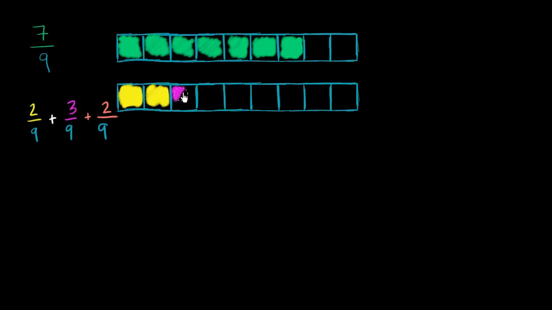So 1, 2, 3. We add 3 ninths right over there, and then 2 more ninths, and then 2 more ninths. 1, and 2. So notice, when I added 2 ninths to 3 ninths to 2 ninths, this equals 7/9. And we know that when we add a bunch of fractions like this that have the same denominator, we can just add the numerators. And this is why. This is 2/9 plus 3/9 plus 2/9, which is going to give me 7/9.